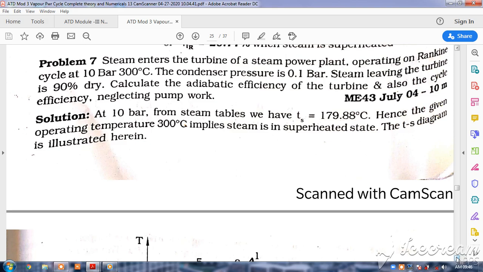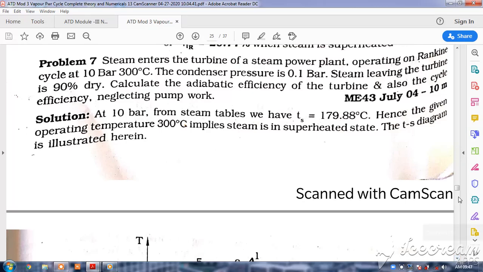Students, now we will look at the seventh numerical on vapor power cycles. Steam enters the turbine of a steam power plant operating on the Rankine cycle at 10 bar, 300 degrees centigrade. The condenser pressure is 0.1 bar. Steam leaving the turbine is 90% dry. Calculate the adiabatic efficiency of the turbine and also the cycle efficiency, neglecting pump work.